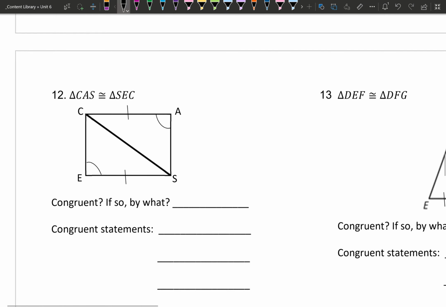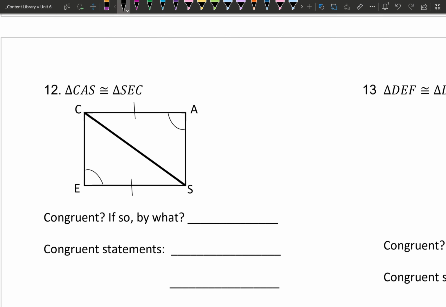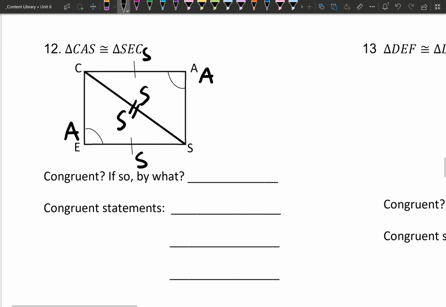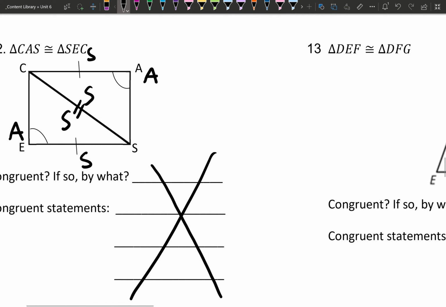Alright, number 12. Are these congruent? Well, let's see. I have an angle and an angle. I've got a side and a side. Is there anything else I can label? Yeah, that side in the middle. Is this a congruency? Is ASS allowed? Absolutely not. We do not swear in school or in geometry. They're not congruent.